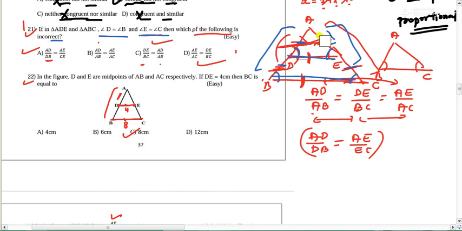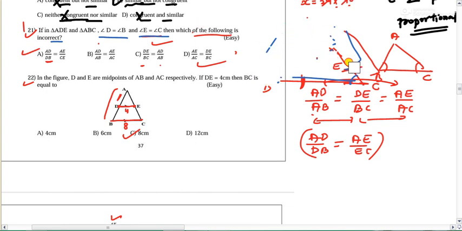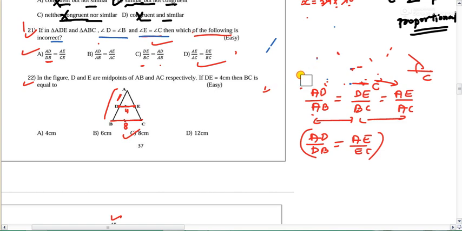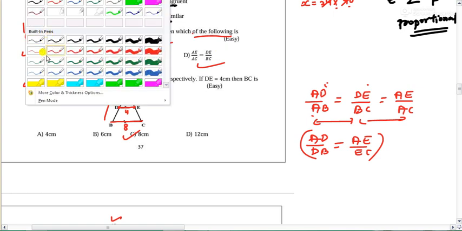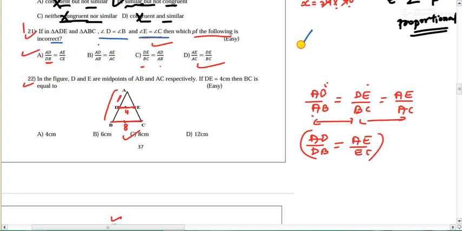Okay, if you write them separately, let me write it, not in one. Let us write it separately, and then we'll use the similarity condition. So this is A D E and this is A B C. Are you getting, guys?